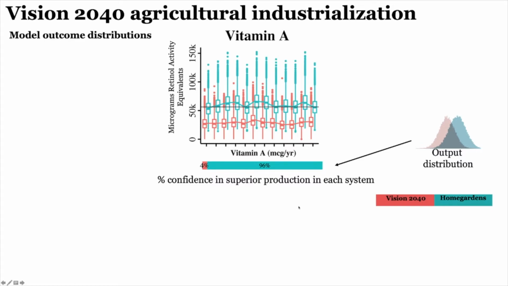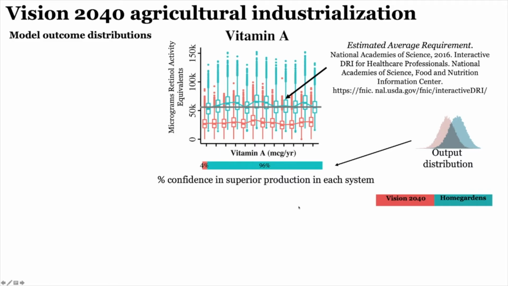And this, we ran that also over the months of the year. So there are lean months, there are more difficult times in the year. And you can see here, these are 12 months. And those are micrograms retinol activity equivalents of vitamin A. So that's the stuff you can use, really, the stuff that people can use for their body functions. And you can see that it's not in every case that the home gardens outperform the Vision 2040. There are times when Vision 2040 also does well.